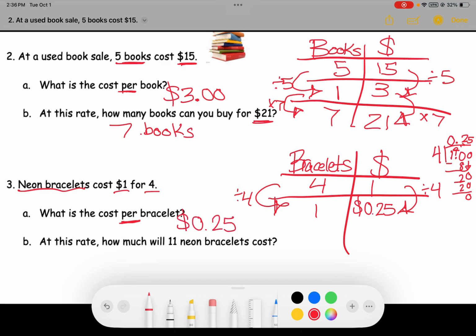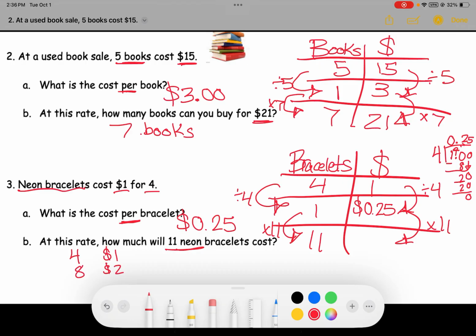So at this rate, how much will 11 neon bracelets cost? So you can use the table and multiply, 1 times 11 is 11, so multiply 25 cents by 11. So that's one way to do it, and make sure your decimal's in the right place. Or you could think about it. I know 4 bracelets are going to cost $1, so 8 bracelets are going to cost $2. 12 bracelets would cost $3, but it's 1 less. So I'm really just going to do $3 minus 25 cents. And I know that would be $2.75. So that's one way to do it.